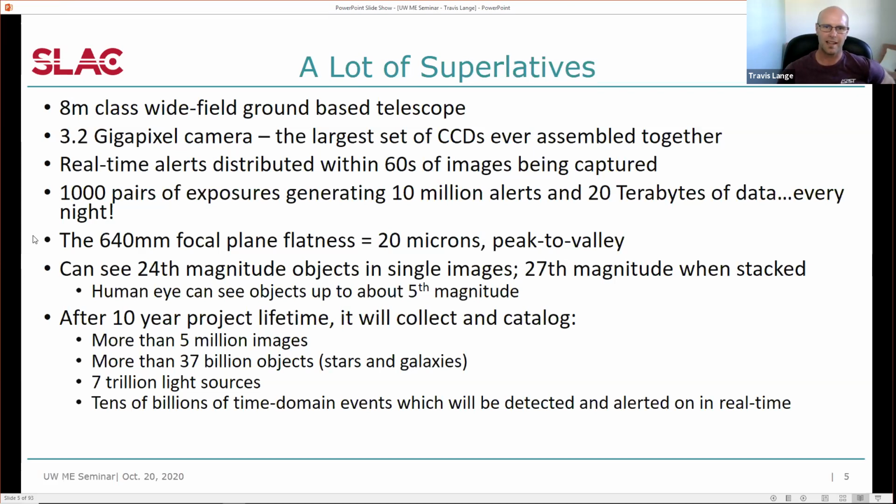It has a flatness requirement of 20 microns peak to valley across every point of that surface. That's a really difficult thing to do. I'll talk about that a little bit more later on.